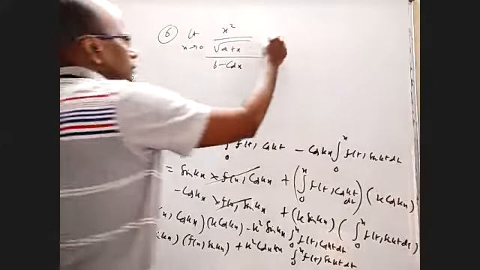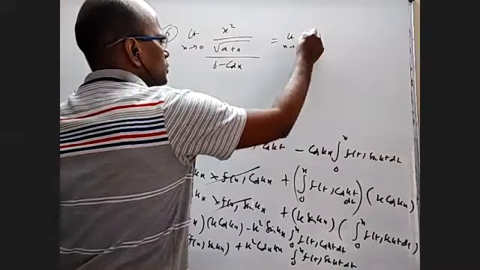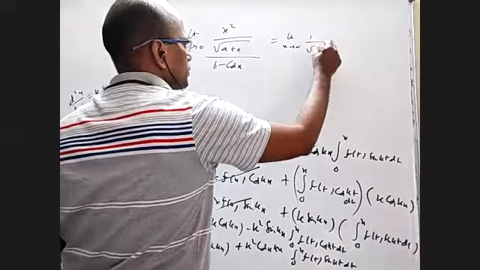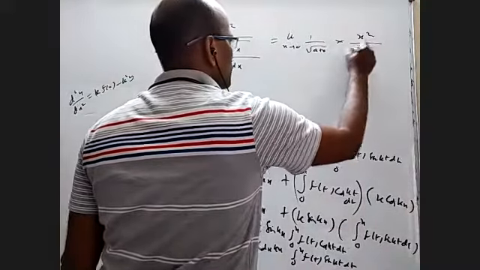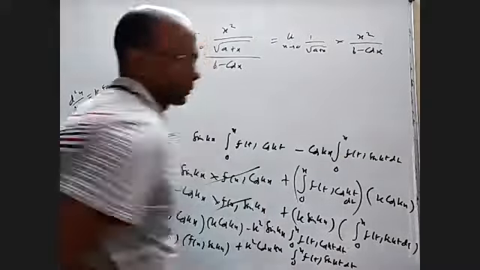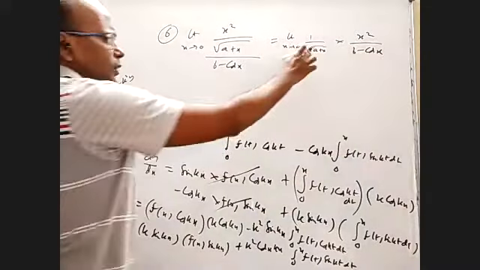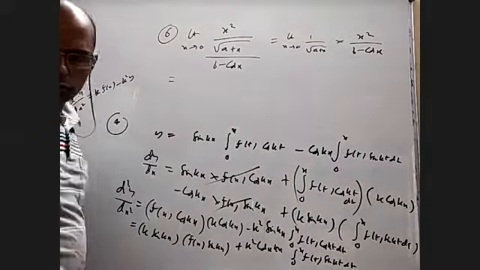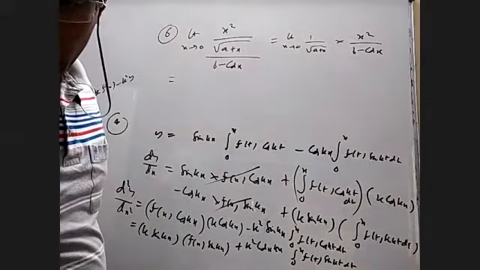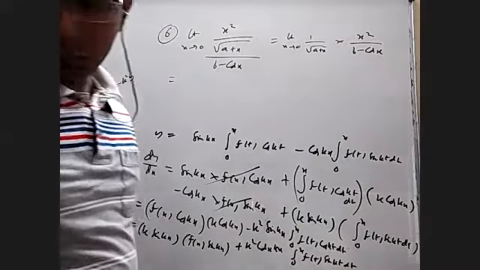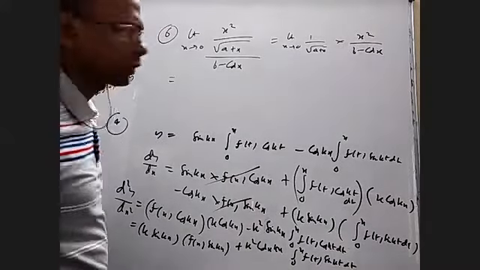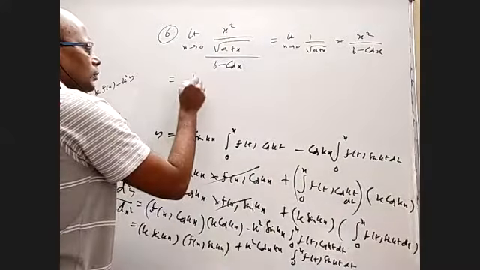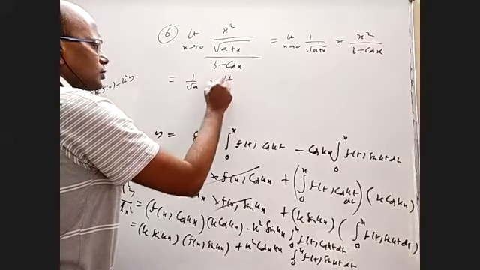This we don't have to worry. The limit extends to 0, 1 by root a plus x, this is x square by b minus cos x. This will become 1 by root a. Nothing wrong. So a should not be 0, otherwise it may not be defined. Okay. So 1 by root a into limit x tends to 0.